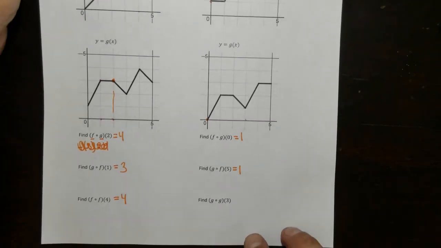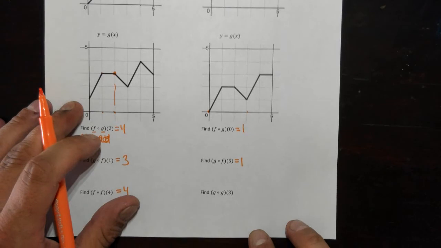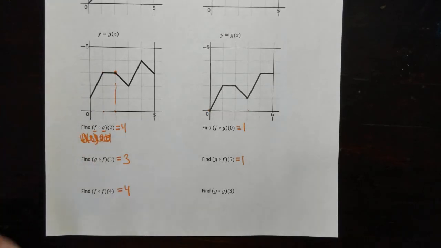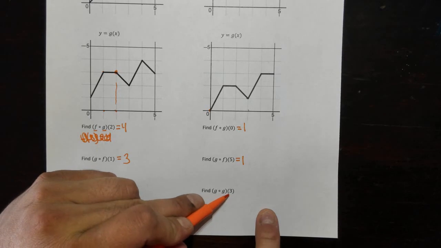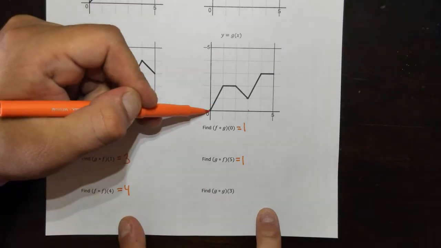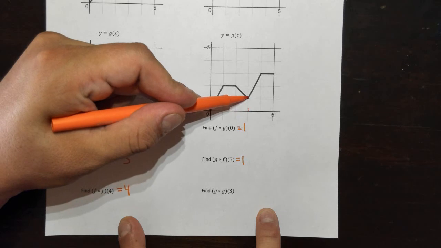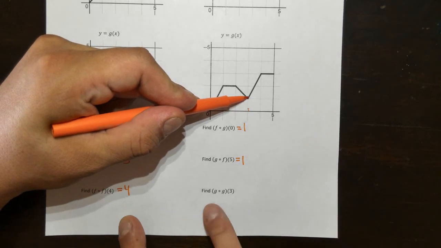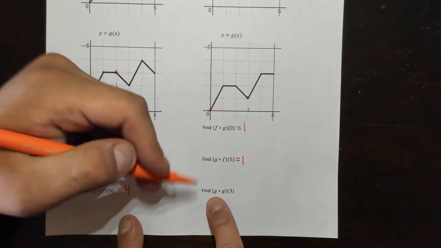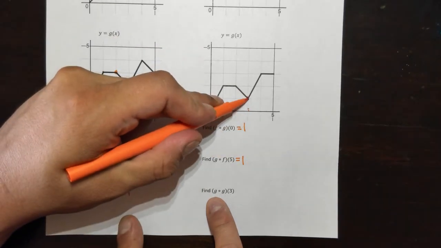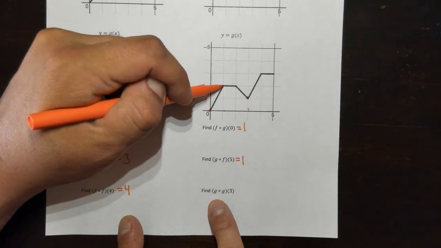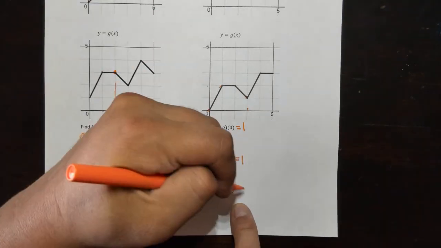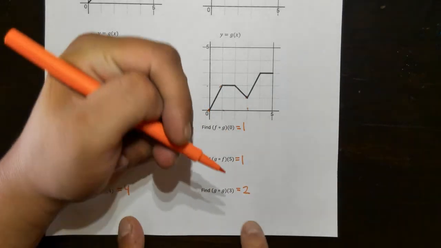And then finally, find g of g of 3. So now we're just concerned about g. We're talking about g inside of g. So let's see, the output at 3 is 1. And then I want to look at my outside graph, which is g again. So I'm going to take my old output, and it's going to be my new input. Well, the output at 1 is 2. So g of g of 3 is 2.